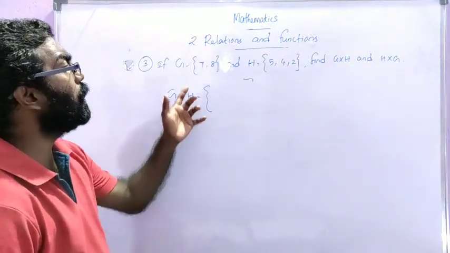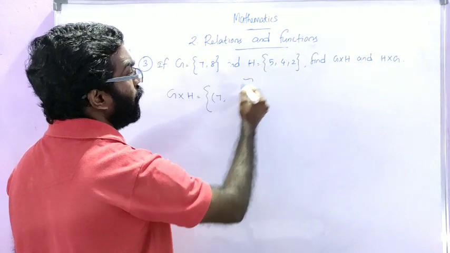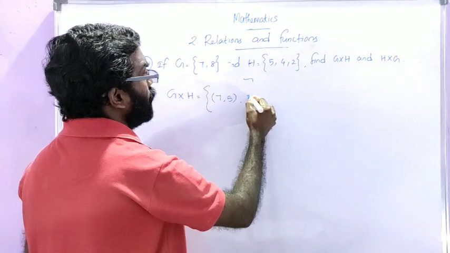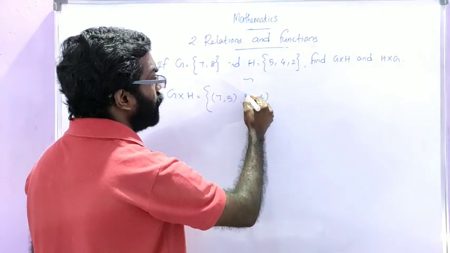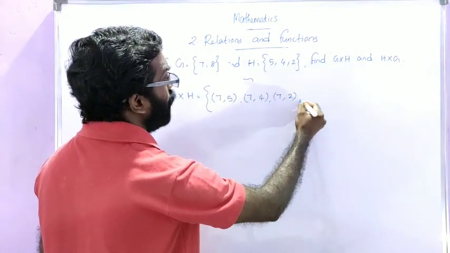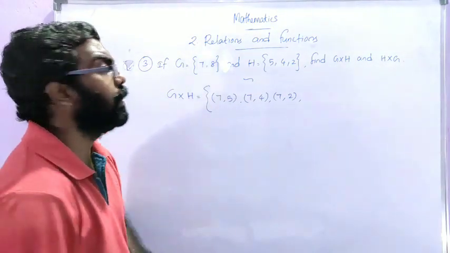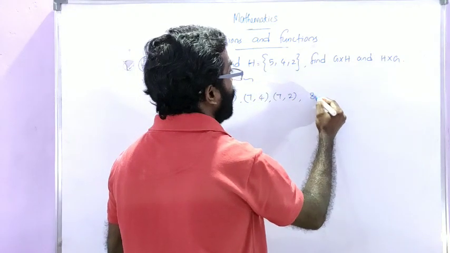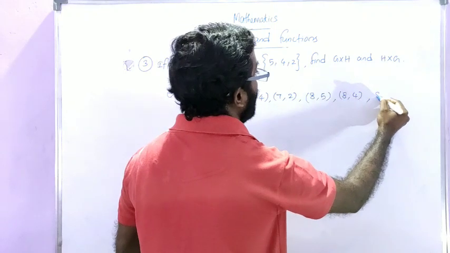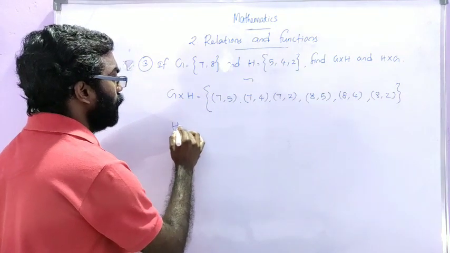Okay, so let us take one number from set G. 7 comma, here we can take 5. This is one of the ordered pairs, 7 comma 5. Next is 7 comma, here the next number is 4. So 7 comma 4. Then again 7 comma, here the next number is 2. So (7, 5), (7, 4), (7, 2). Then take the number 8 comma 5, then 8 comma 4 and 8 comma 2. It's over.